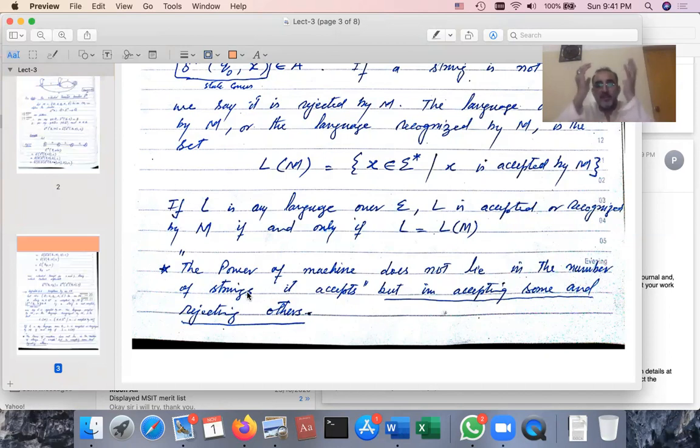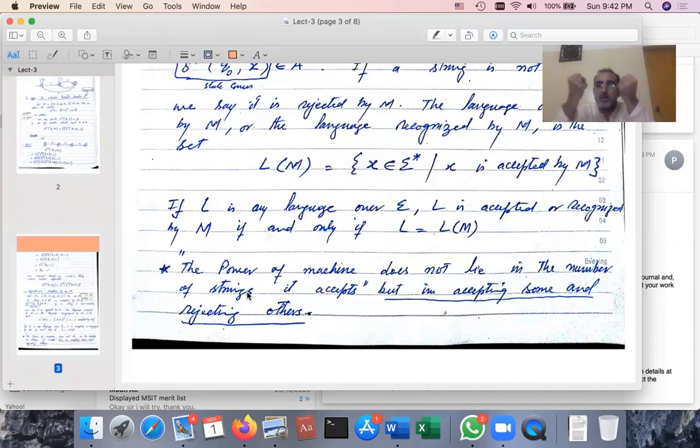So if there is an FA that is accepting many strings, maybe 100 strings of some language, then this is not representing the power of that machine. If we have another machine that is accepting some strings and also rejecting some strings, then this is basically the true definition of the power of a machine.